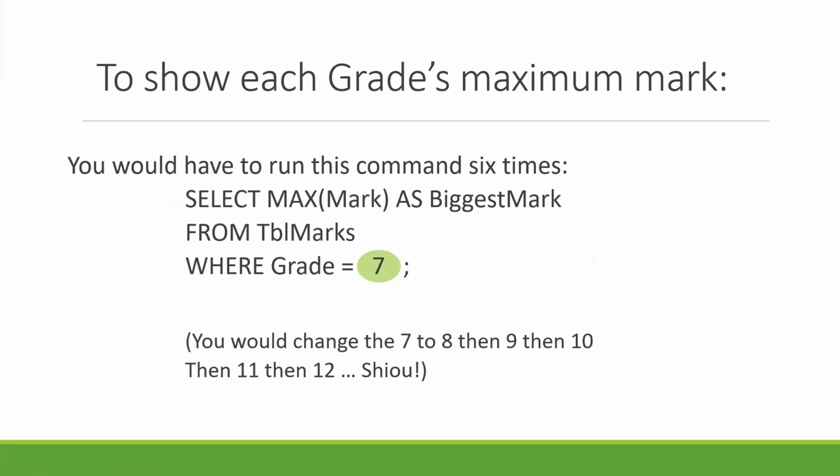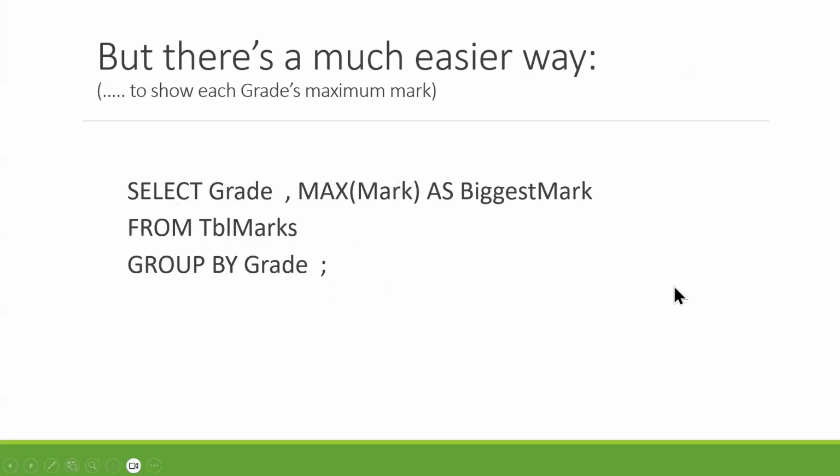Now, if you wanted to show each grade's maximum mark, you could run a command like this one 6 times. And you would change, well, let's look at it. Select max brackets mark as biggest mark from table marks where grade equals 7. And then you could change the 7 to 8 and run it again, then 9, run it again, etc., all the way to 12. Sure, that's a lot of work.